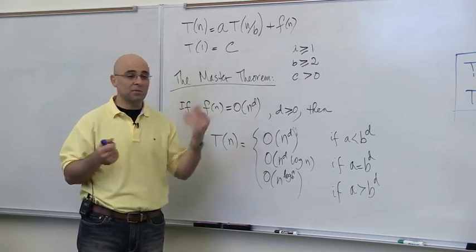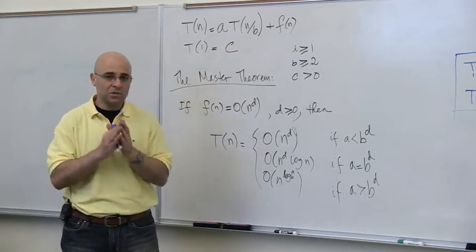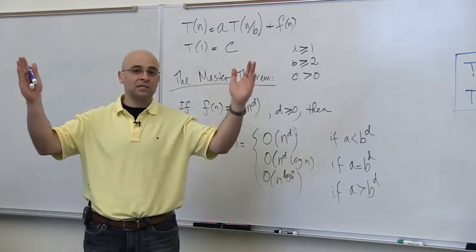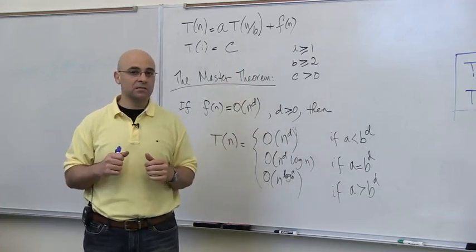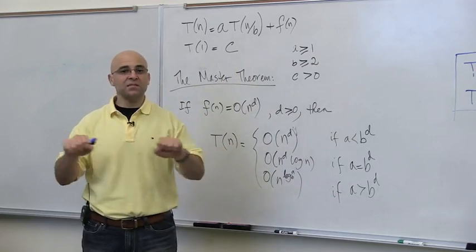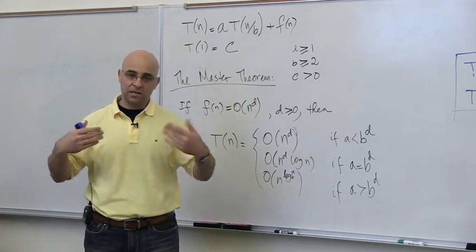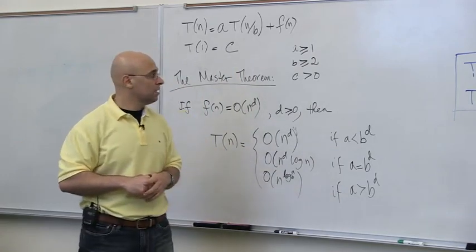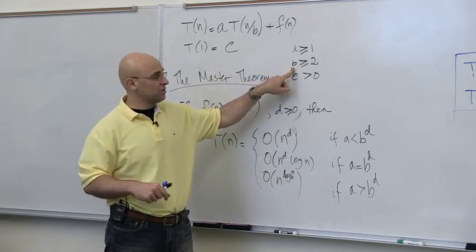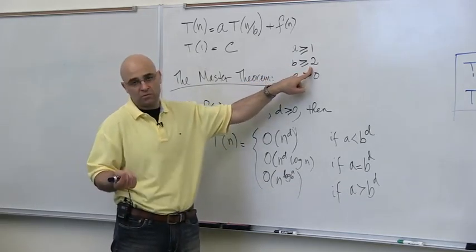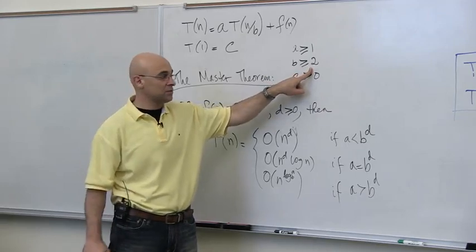You can divide the problem into 4 subproblems. In merge sort, you could have taken the original list and divided it into 4 sublists of equal size. You could have taken the original list and divided it into 100 sublists and repeat the same process. Okay? But here, b is the number of subproblems that we divide the original problem into. So it has to be at least 2. We have to divide the original problem into at least 2.